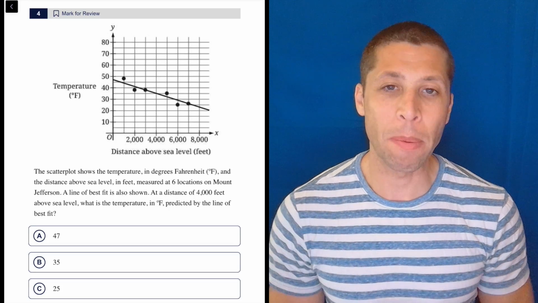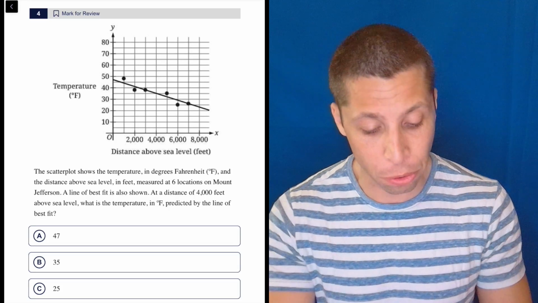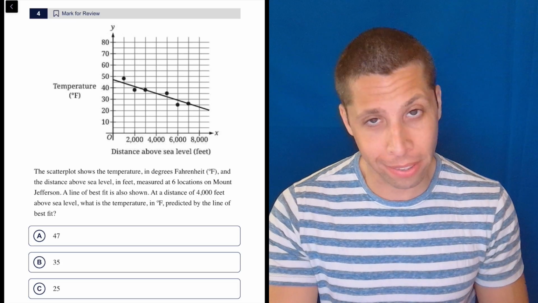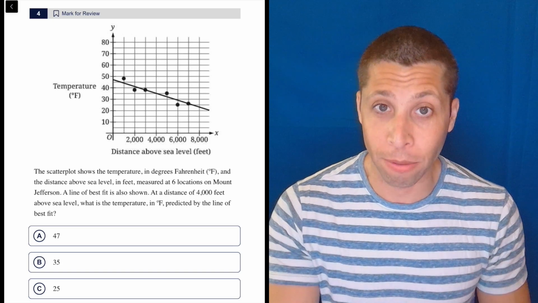For some reason, a lot of people mess up scatter plots because they just, I don't know, feel a little bit different from what they're used to in school. We can't be scared about them. Yes, there's a longer story here, but this is as basic as these things get. We're just reading a graph, but let's make sure we understand what they want from us.